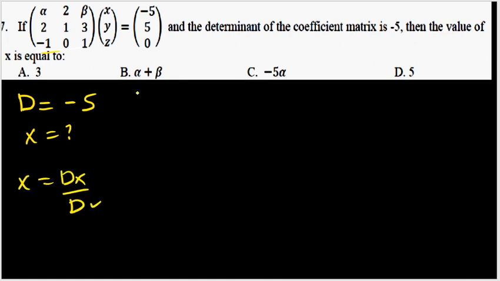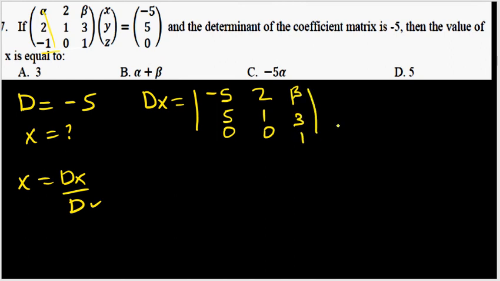Let's find Dx. Dx means we take the determinant where the first column is replaced by the constants, negative 5, 5, and 0. When you are calculating Dx, the first column will be replaced by the constants, and the rest of the columns are taken as they are: 2, 1, 0, beta, 3, 1. Let's calculate this determinant.